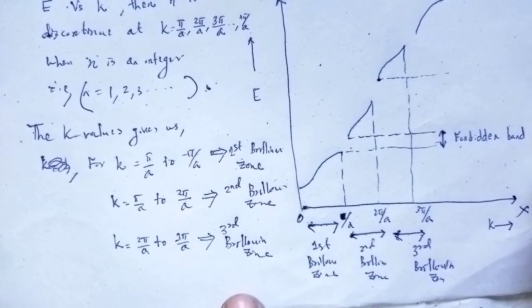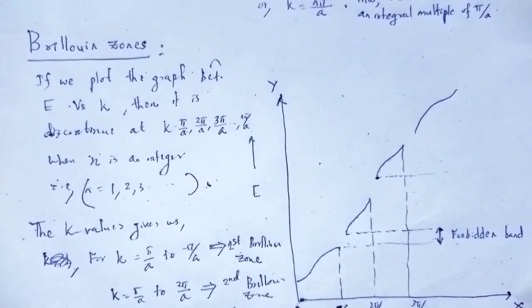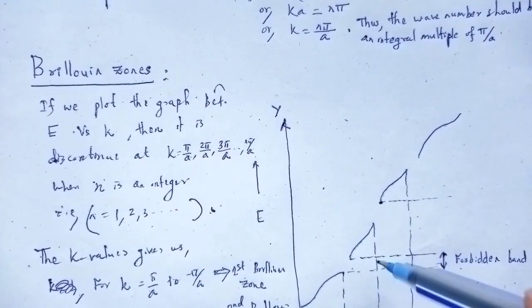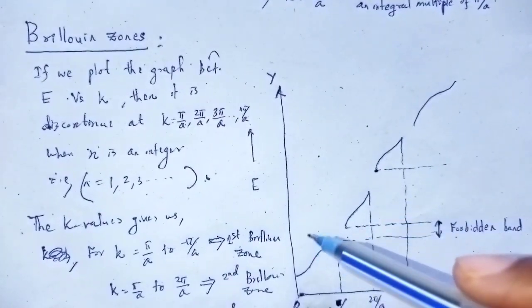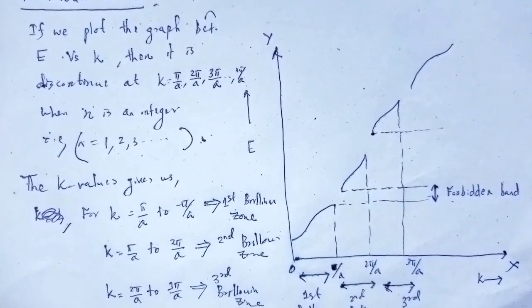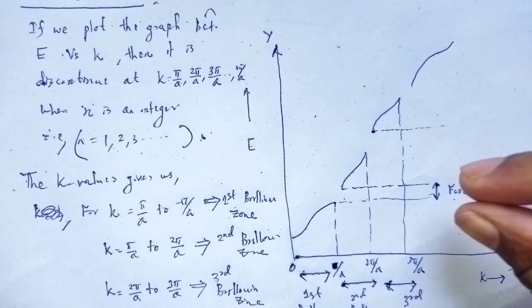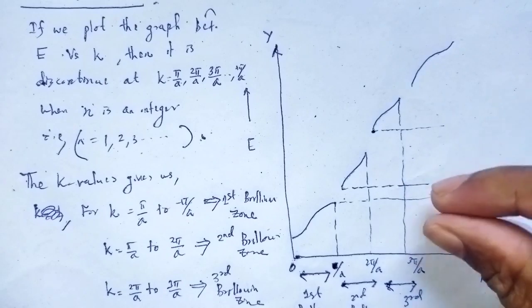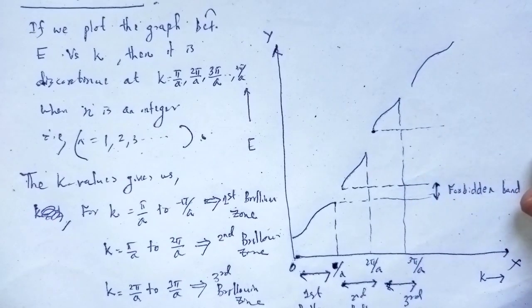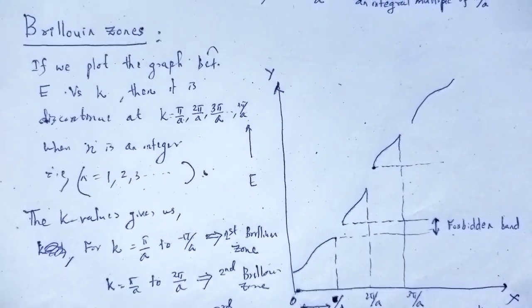By using the Kronig-Penney model, we show various Brillouin zones by plotting the graph between energy and wave number. That region is the forbidden band, where energy states are not allowed.